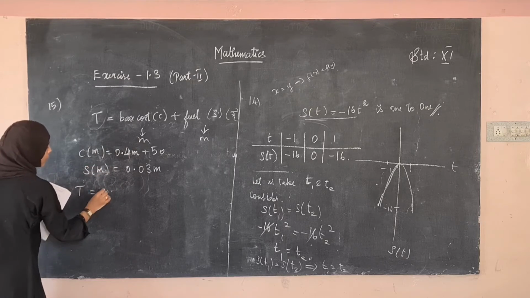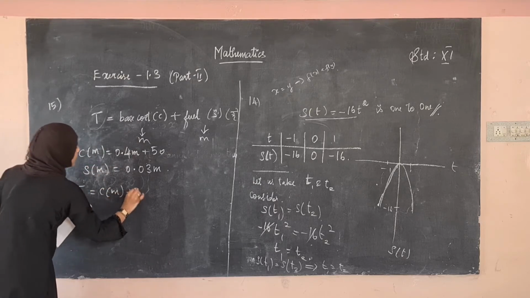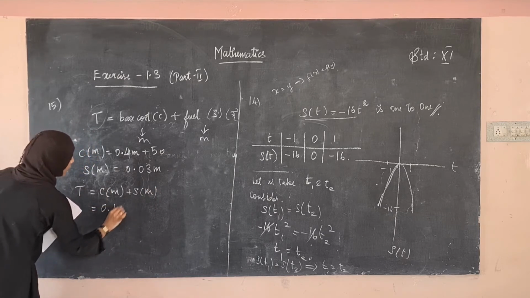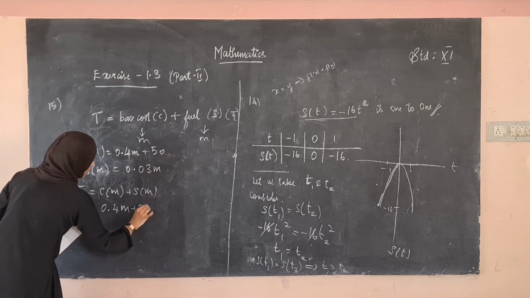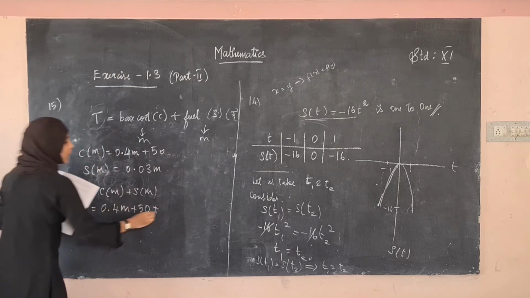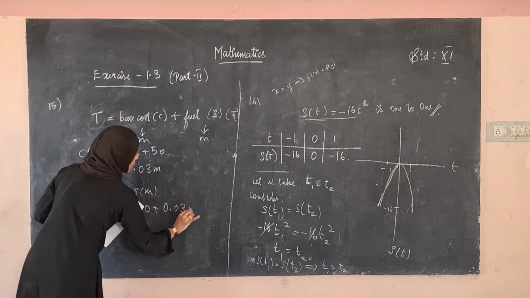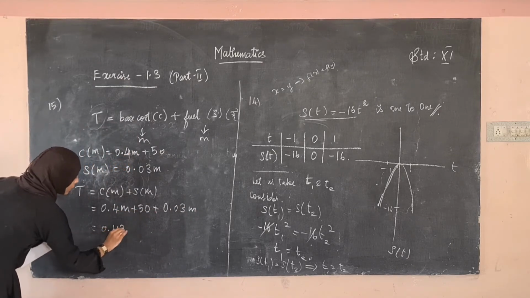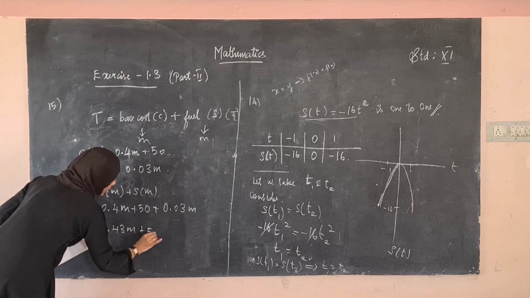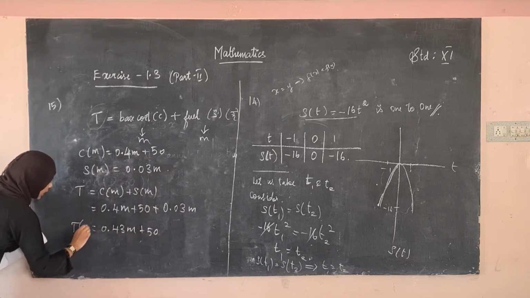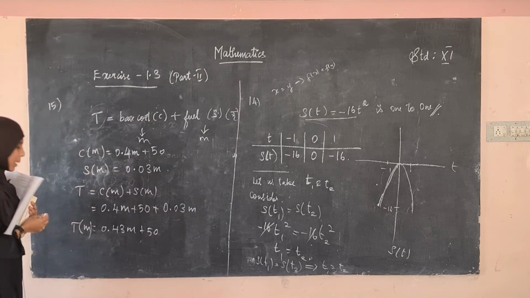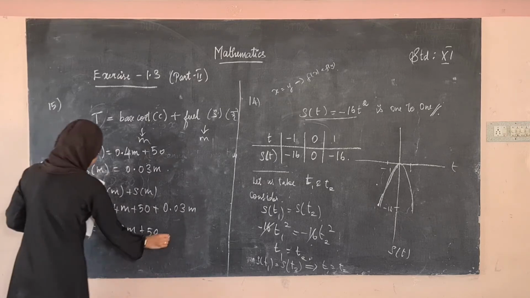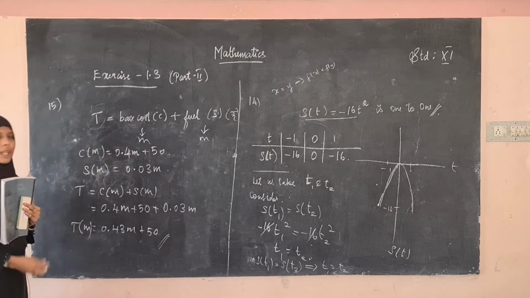What is C of M plus S of M? C of M is 0.4 M plus 50, plus S of M, which is 0.03 M. See here, we can add both, 0.43 M plus 50. This is the total cost function T of M, the function with the variable M. The total cost function is T of M is equal to 0.43 into M plus 50.